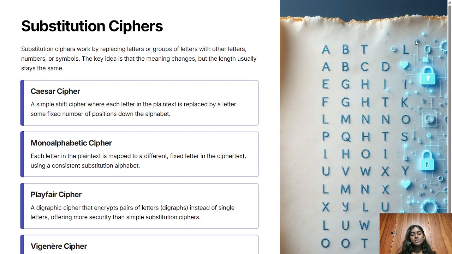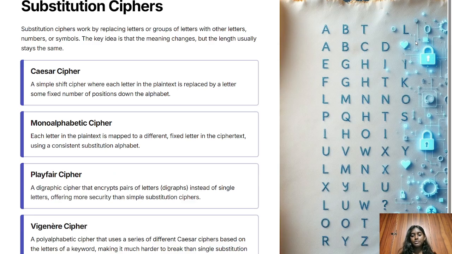Substitution cipher. Substitution ciphers replace letters or groups of letters with other letters, numbers, or symbols. The message length stays the same, but the meaning becomes unreadable. This category includes the Caesar cipher, monoalphabetic cipher, Playfair cipher, and Vigenère cipher. Each of them offers different security levels, with some easier and some harder to break.